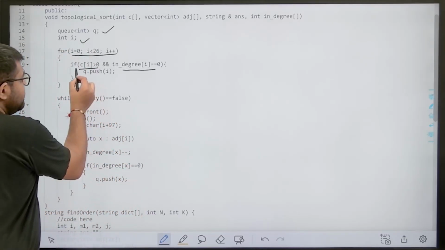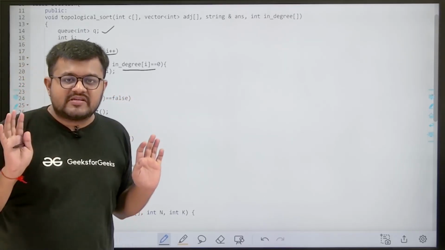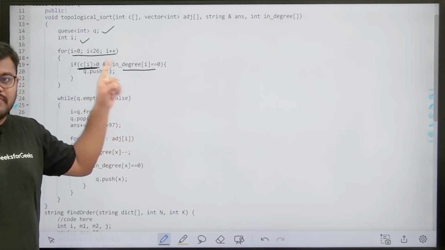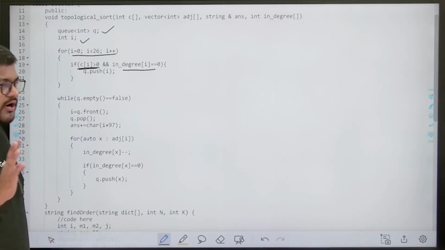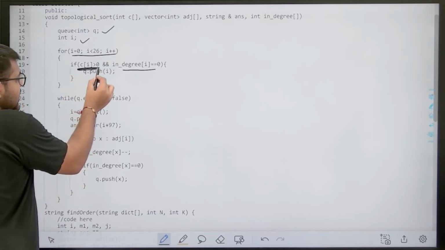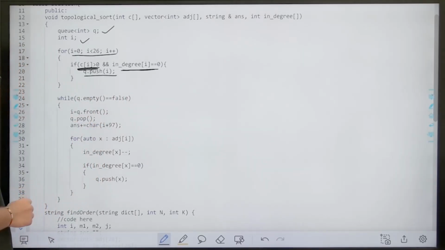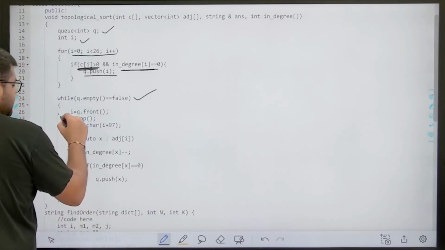Now you understand why we have taken this. Because among the words, let's say P character is not present only, then in degree of P will also be 0. But if counting of P is 0, it means we do not have to add it into topological sorted order. So only if counting of I is greater than 0 and in degree is 0, then I'll push it inside the queue.